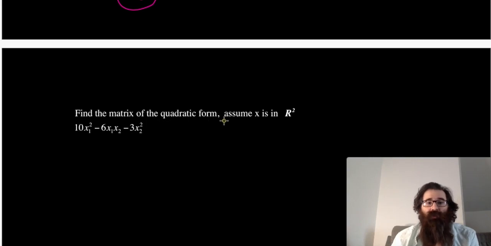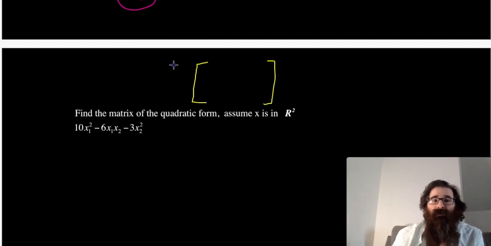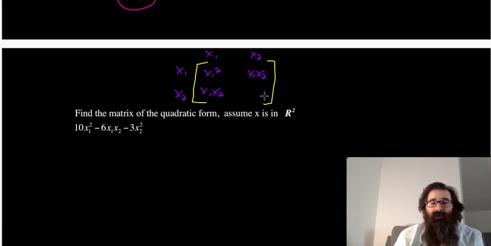But I want to find the matrix of the quadratic form and assume that x is in R2. Now we're going to be building symmetric matrices. So let's just talk about a generic 2x2 matrix. I'll do this in a different color, the purple. Labeling along the top, this is where x1 should go, and this is where x2 should go. And down the side, this is where x1 would be, and this is where x2 would be. If I crosshair the entries, this upper left entry would be x1 by x1, which is x1 squared. Finishing that row, this would be x1 by x2, which is x1 x2. Now here in the bottom left, this is also x1 by x2, so I have another spot where x1 by x2 lives. And in the bottom right, that's x2 by x2, which is x2 squared.